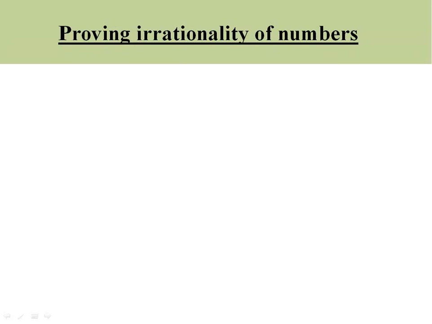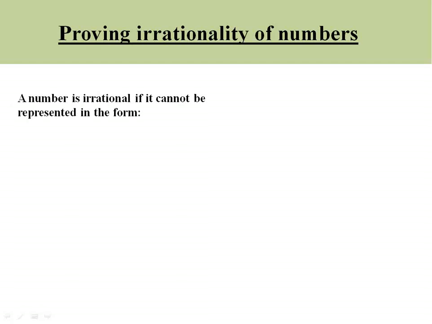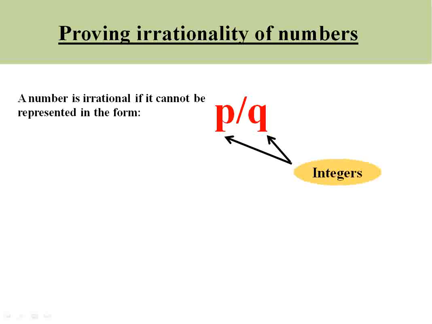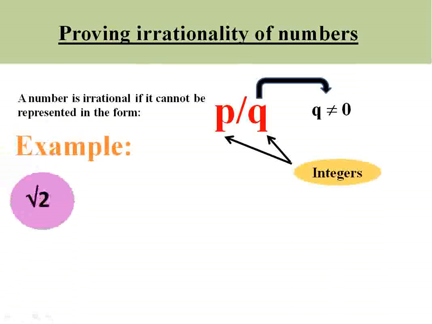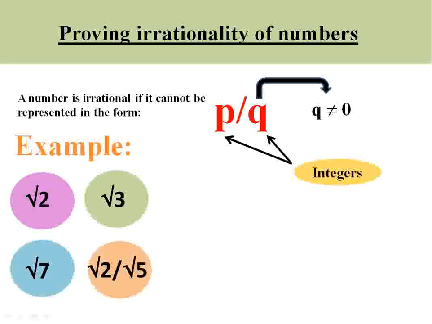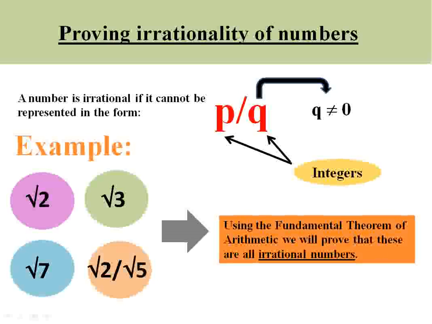In this session, we will learn how to prove irrationality of certain numbers. A number is irrational if it cannot be represented in the following form: p by q, where p and q are integers and q is not equal to 0. For example, root 2, root 3, root 7, root 2 divided by root 5. Such numbers are irrational, and we will prove that they are irrational using the fundamental theorem of arithmetic.